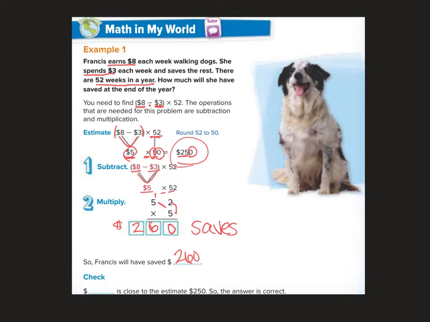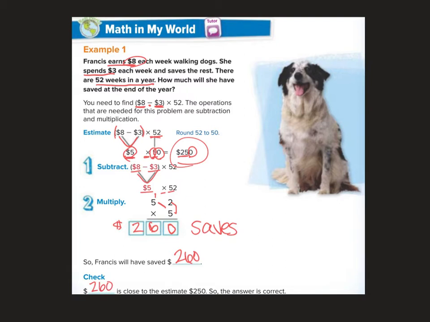I thought that was each week. I was going to say, man, she is saving a lot of money. At the end of the year. Still good savings, still good start, especially for a kid and for walking dogs. She must not live in Minnesota though, because I don't know where you'd be walking a dog for $8 or less in the middle of winter. That'd be chilly.